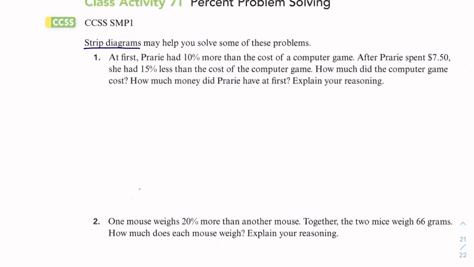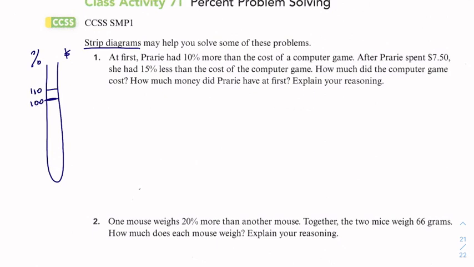The book is asking you to use the strip diagram, so go ahead and do that. But we're also going to use the percent thermometer. Prairie was buying a computer game, and she's talking about dollars, and she's also talking about percents. So at first, she had 10% more than the cost of the computer game. So there's a cost of the computer game, and she had 10% more.